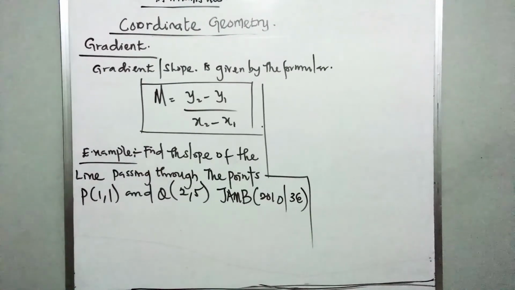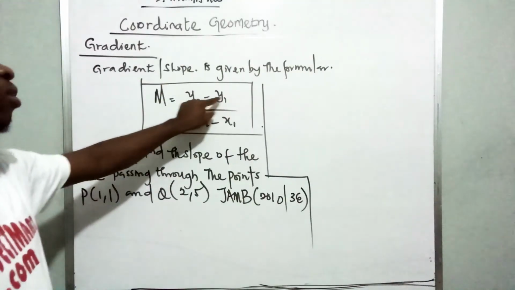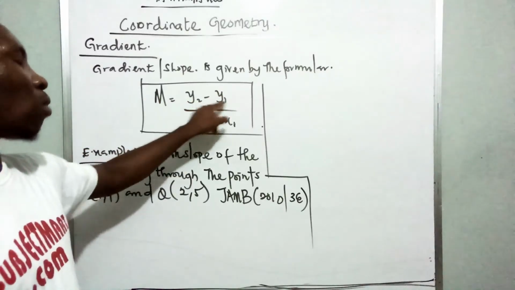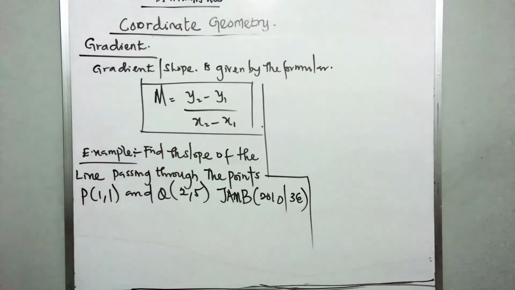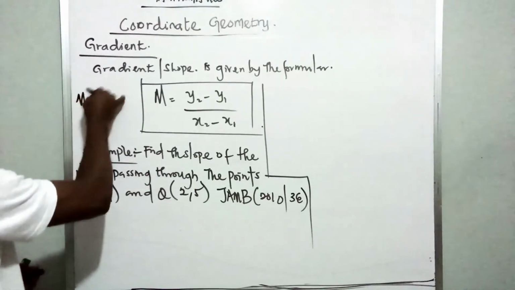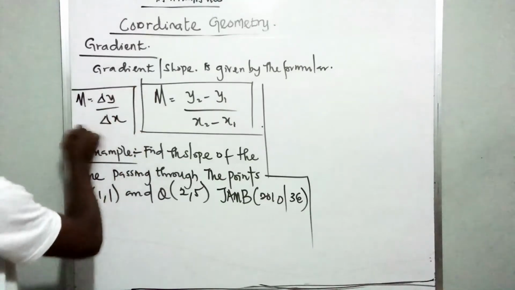So going further here, we have gradient. Gradient here is given by m, and m here is equal to y2 minus y1 over x2 minus x1. So that's changing y over changing x. That's your slope: m is equal to changing y over changing x.